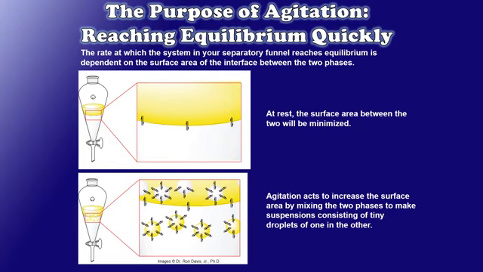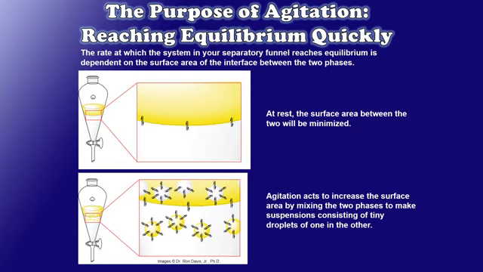But by agitating sufficiently, we create small inclusions of one solvent in the other. And this means that there's a tremendous amount of surface area contact. So molecules have much greater opportunity to partition from one phase to the other, thereby reaching the equilibrium much faster.